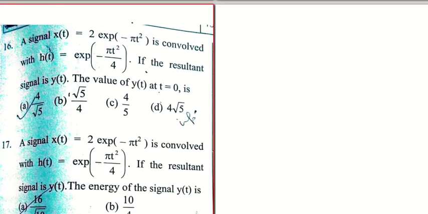A signal x of t equal to, again the same signal as in the previous question, is convolved with h of t. If the resultant is y of t, the value for y of t at t is equal to 0 is.